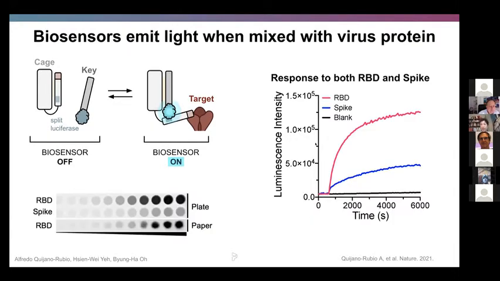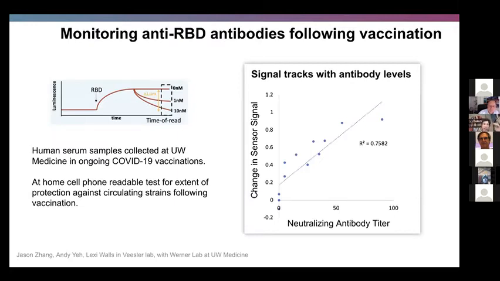This is just looking at luminescence as a function of time. In the absence of the viral protein, it's dark. When the viral protein is added, light is emitted. We can use this to monitor the responses that people make after vaccination, because this system is in thermodynamic equilibrium. It's in the dark state. We add the viral receptor binding domain and it opens. Then if we add a serum sample that contains an antibody against the RBD, it competes it away from the sensor and we get a decrease in signal.